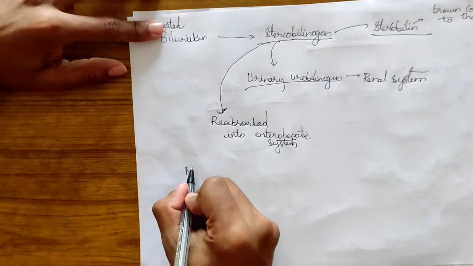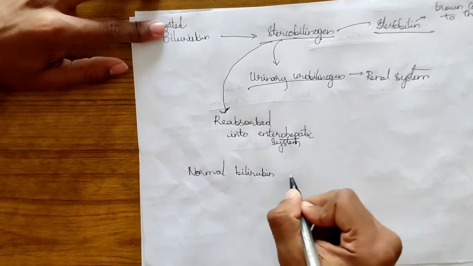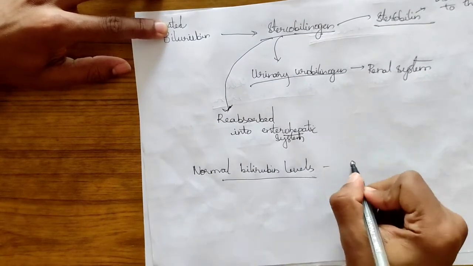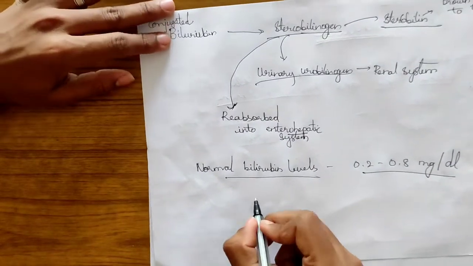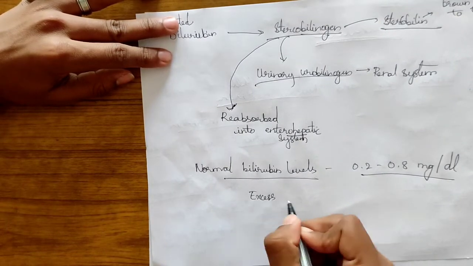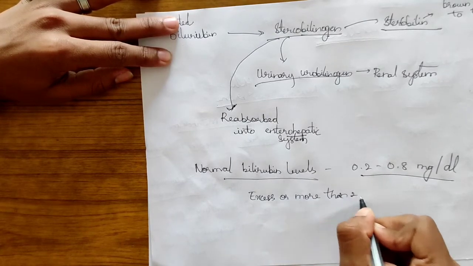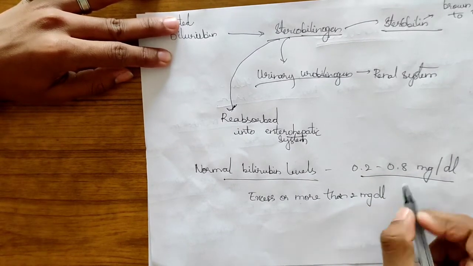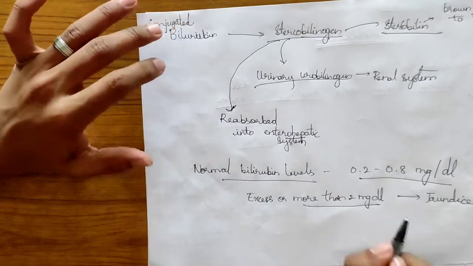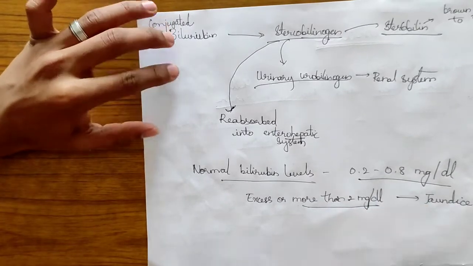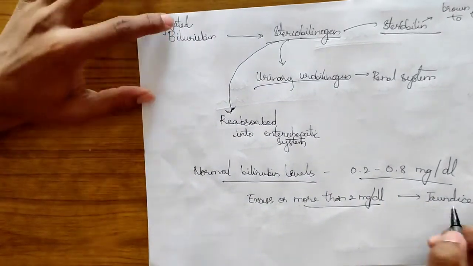So normally the bilirubin level in the blood is 0.2 to 0.8 mg per dl. Above this, that is, excess or more than 2 mg per dl of bilirubin in the blood, causes jaundice. So this is how jaundice is caused.